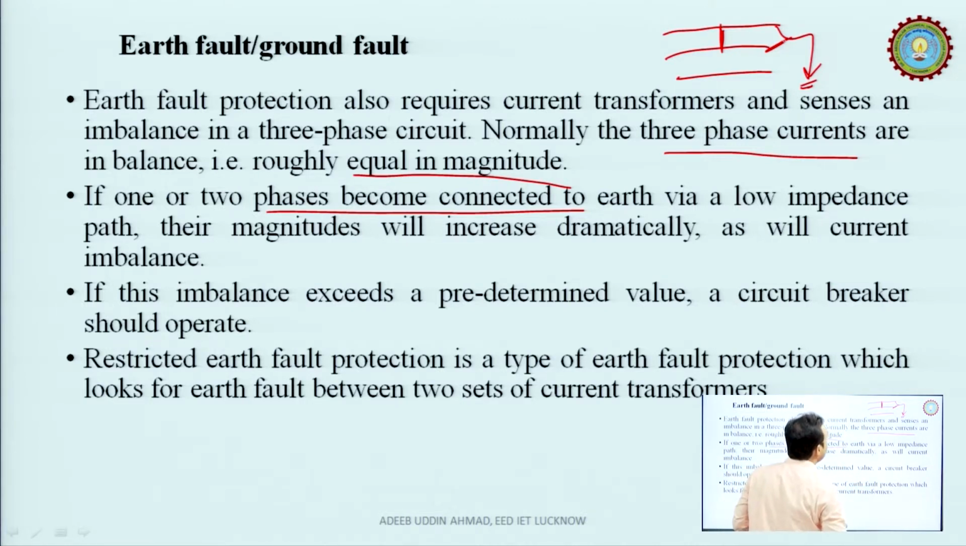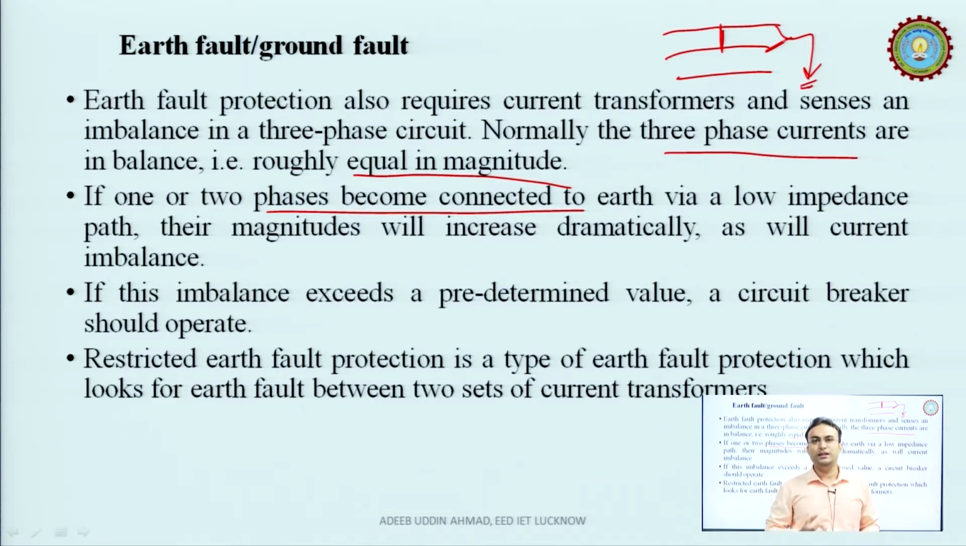In these types of faults, the current is not balanced. Suppose there is a line to ground fault: the currents in these three lines will not balance and will change. If you talk about the impedance, the impedance magnitude changes. The current will follow the less impedance path, so the magnitude of the current is not balanced in these three lines.